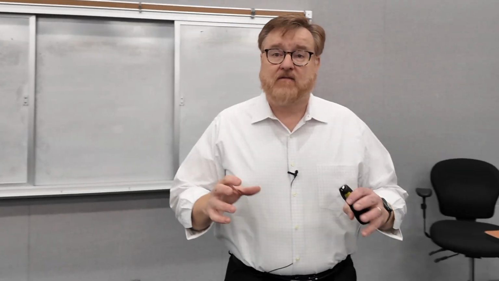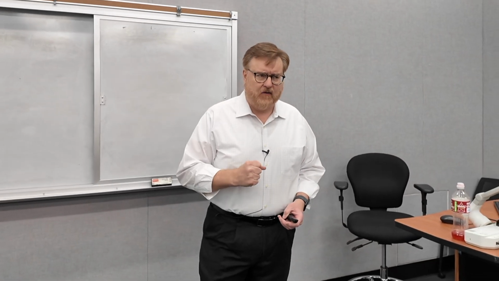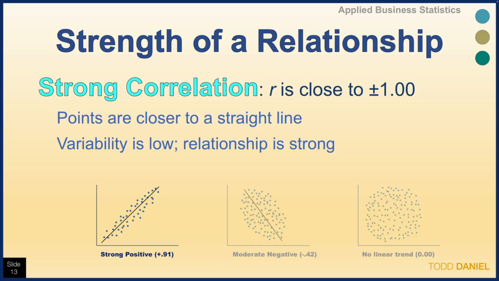When the correlation is strong, we see our dots lined up very close to the regression line. There's not a lot of variability. So in this first example with a positive correlation, it's a very strong positive correlation of a 0.91, you see most of those dots are either on the line or really close to the line. Anytime you use that line for prediction, you're going to have very little error in your prediction. So the points are close to a straight line, the variability is low, the relationship is strong.